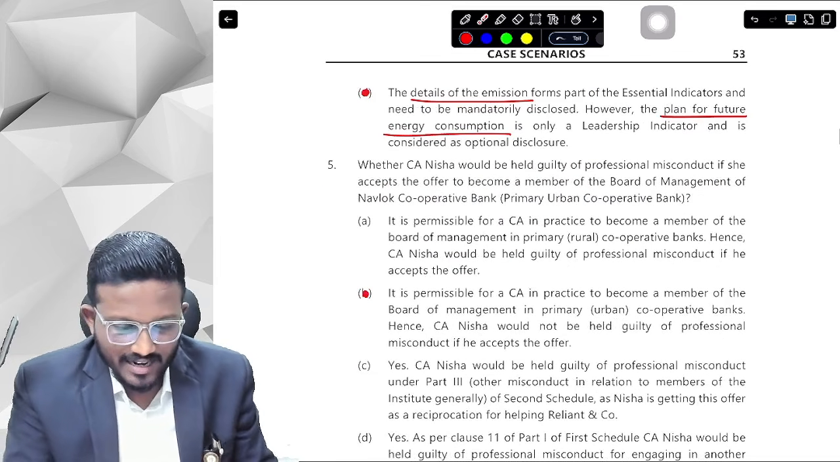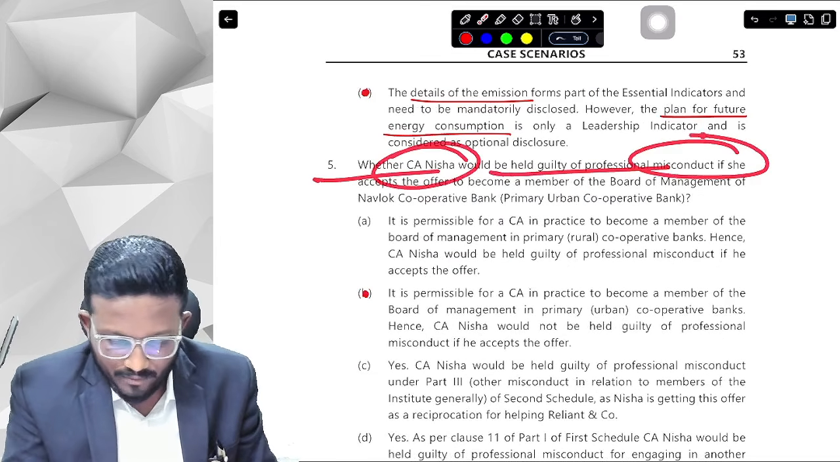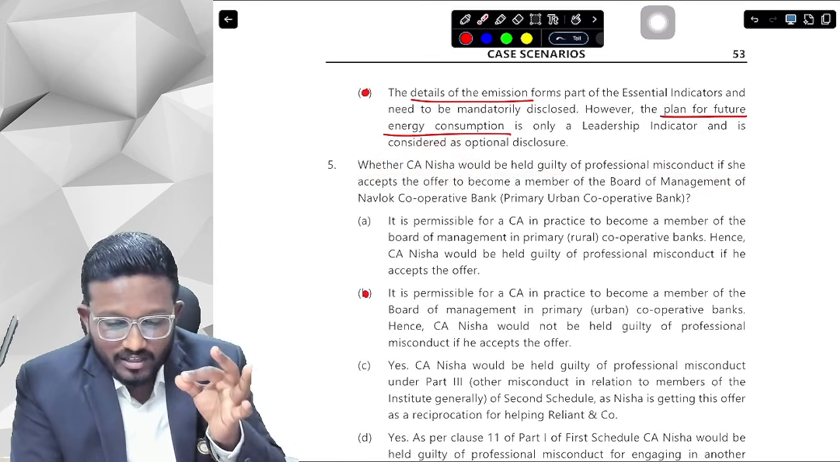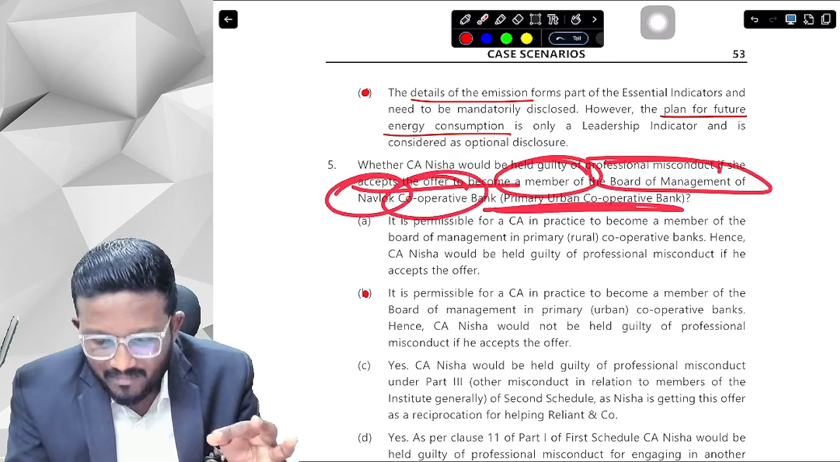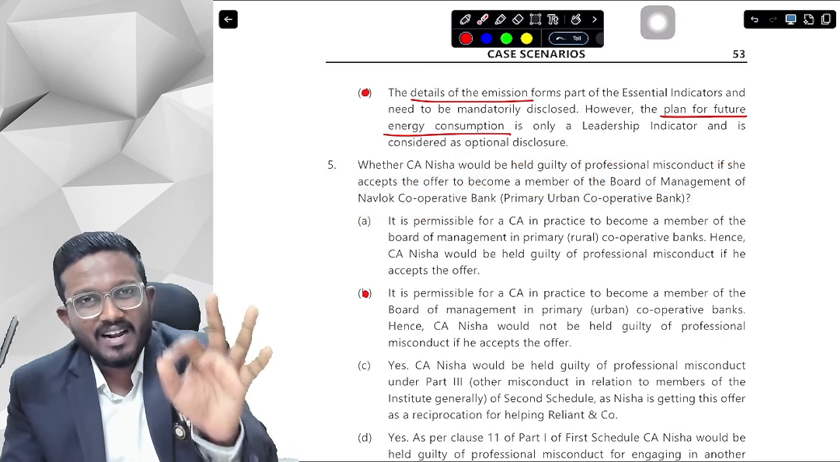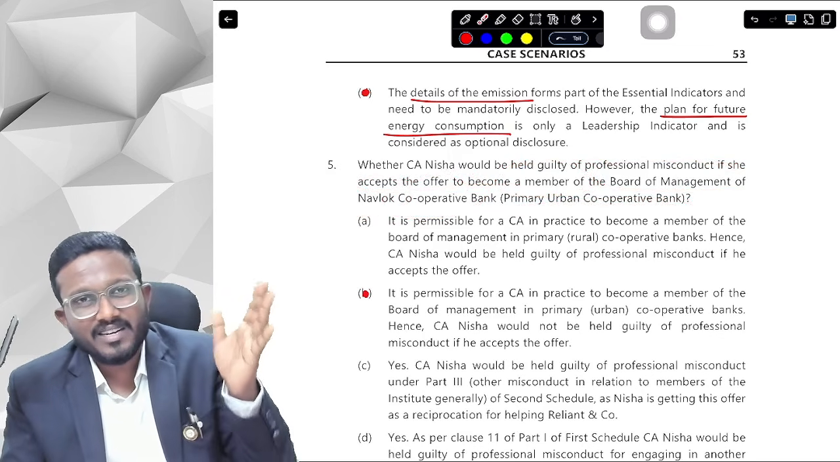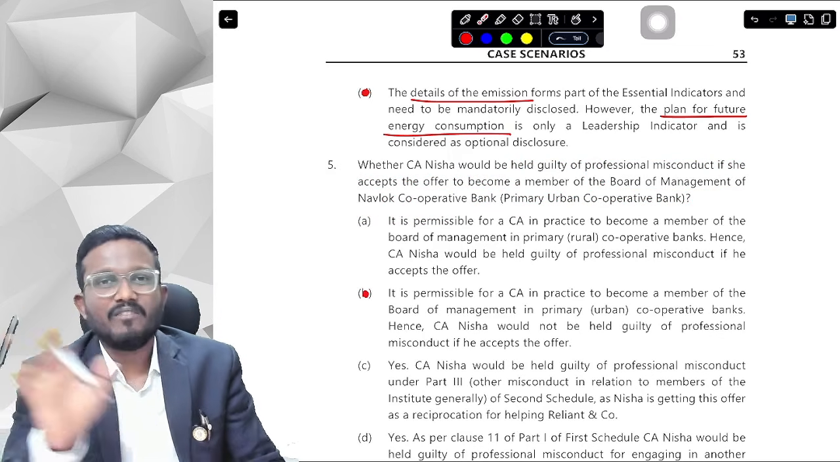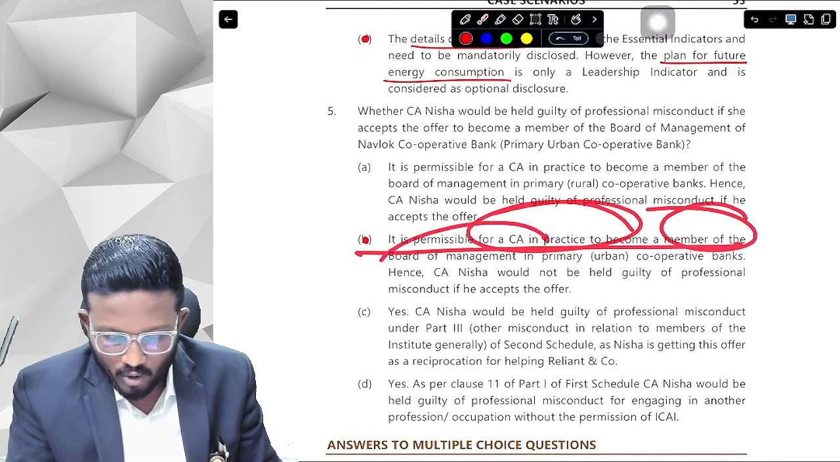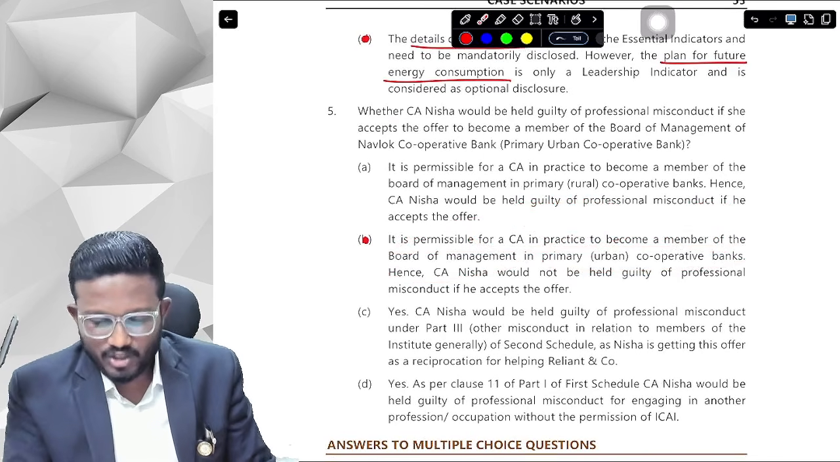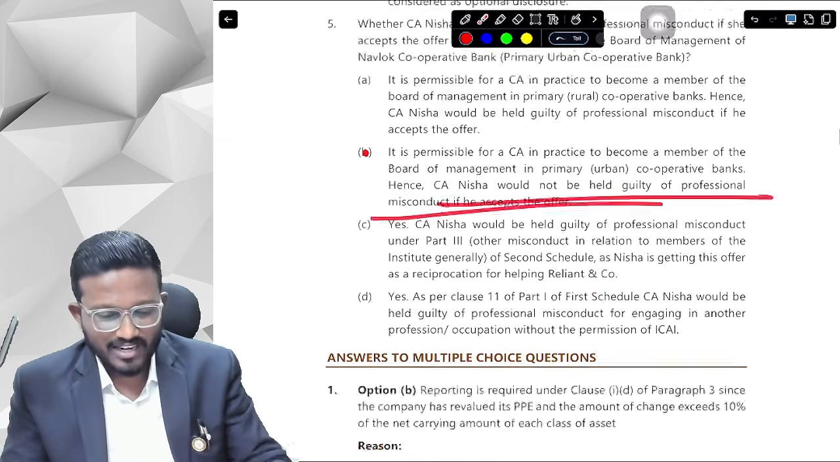Okay, yes sir. Next it says that CA Nisha would be held guilty of professional misconduct if she offered to become a member of the board of management of Navlo Cooperative Bank, which is a primary urban cooperative bank. So no sir, as we have discussed already, as per decisions of the ethical standard board, she will not be considered guilty. It is permissible for a CA in practice to be a member of the board of management in a primary urban cooperative bank. So she will not be held guilty of professional misconduct if she accepts the offer.